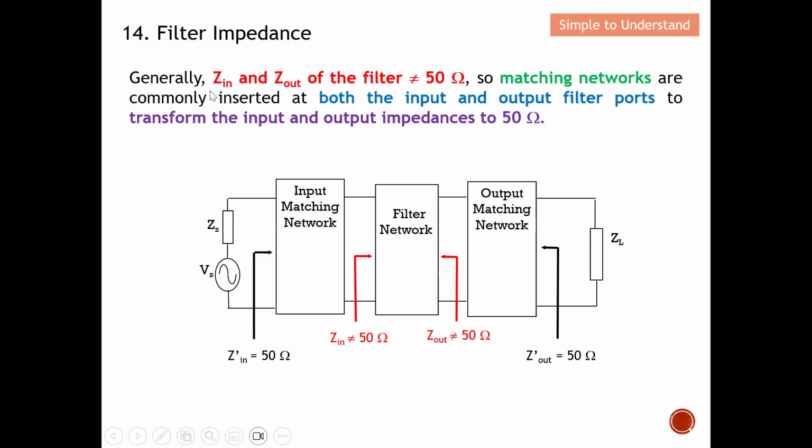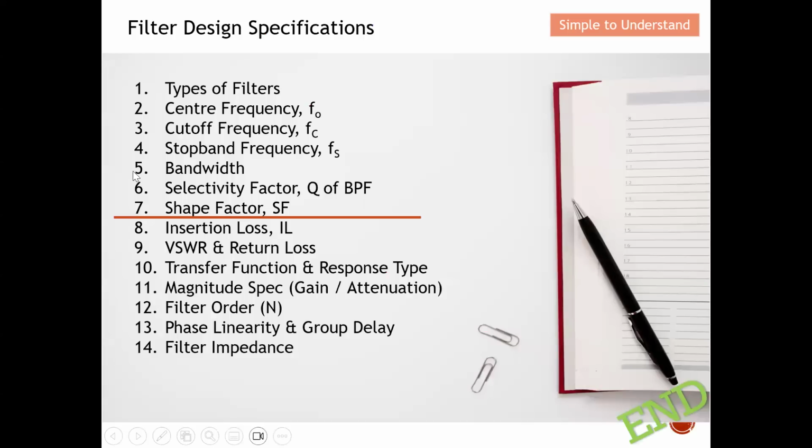In general, Zin and Zout of the filter are not always equal to 50 ohm. So in order to achieve this, we need matching networks that are commonly inserted at both the input and output ports so as to transform the input and output impedance to 50 ohm. So this will be the last parameter I'm going to discuss on filter design. For the first 7, please take a look at the part 2 series discussion on filter design. In this video, I have discussed these 7 key parameters for filter design.